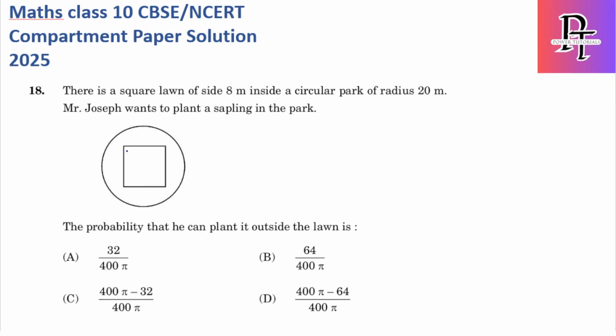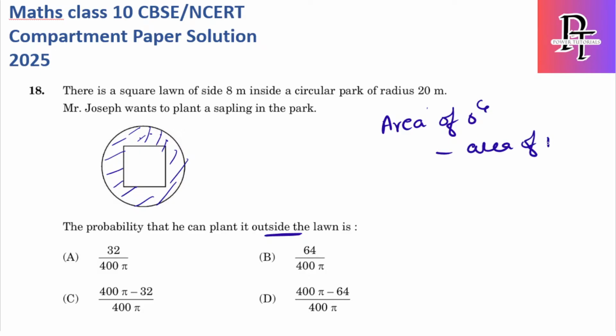There is a square lawn of side 8 meters inside a circular path of radius 20. Mr. Joseph wants to plant a sapling in the park. The probability that he can plant it outside the lawn. So for this question, the winning case is the shaded part, and the total case is the entire circle. So the winning case is nothing but area of circle minus area of square, and the total cases are the area of circle.